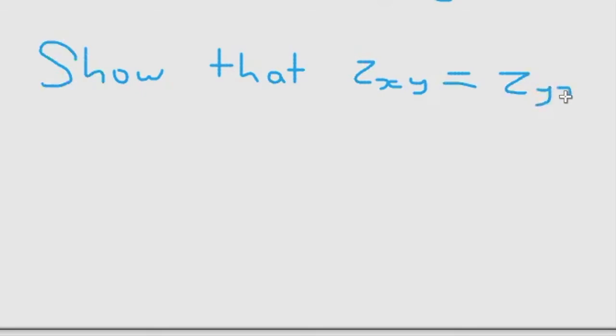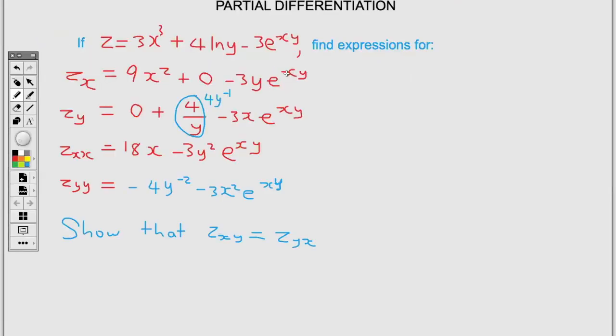Now we're going to show that the partial derivative xy is the same as the partial derivative yx. When we have zxy, we're going to look at zx. As you can see, I'm just looking at the part where you have the exponential times minus 3y, because we're differentiating zx with respect to y. So the 9x squared, when you differentiate that with respect to y, it becomes 0.